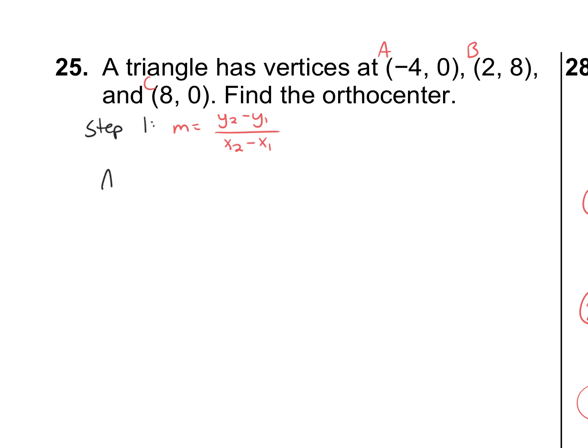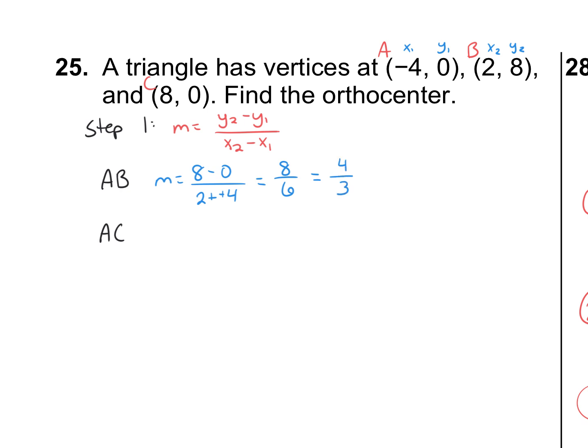2. Yep, I always try to stay consistent. I'm going to find AB and AC. Okay, so I'm going to find AB first. This is my x1, y1, x2, y2. So my y2 is 8 minus 0 over 2 minus negative 4. Those turn positive. 8 minus 0 is 8. 2 plus 4, 6. Now, a lot of us left it like this, which is fine, but you can reduce this to what? 4 over 3.